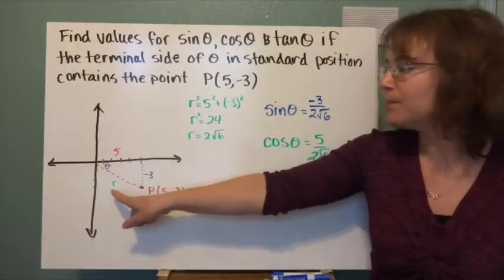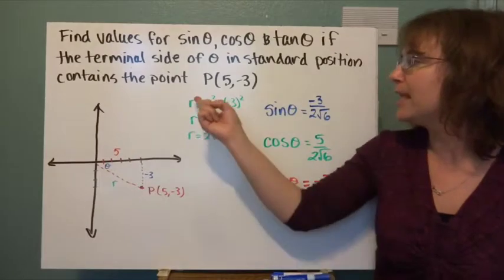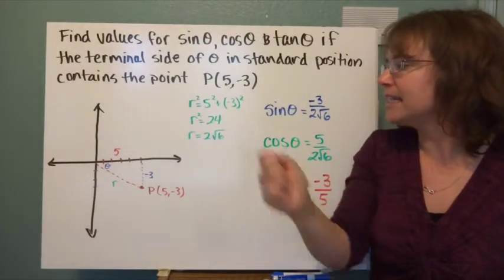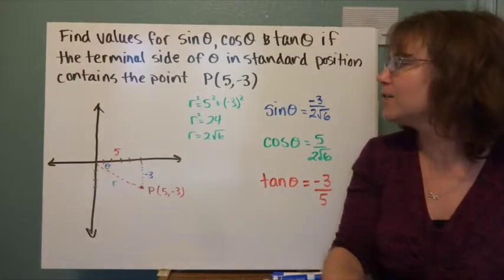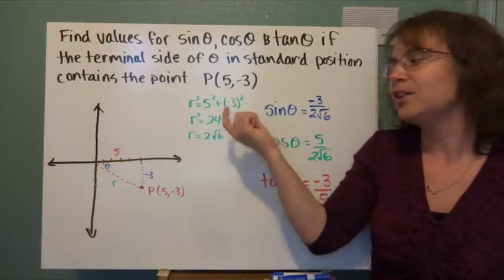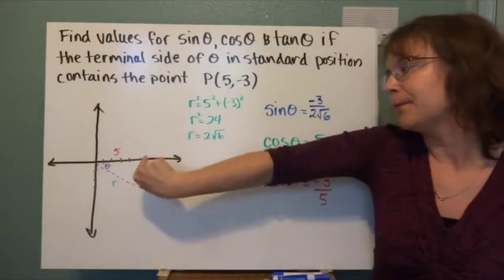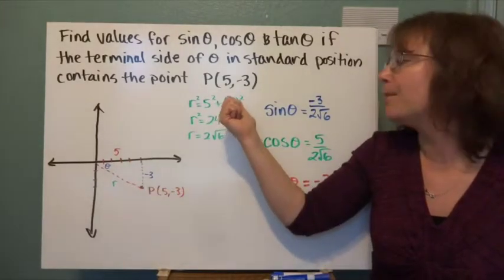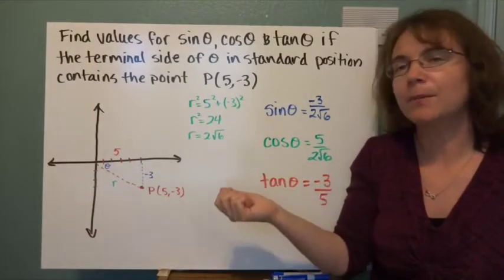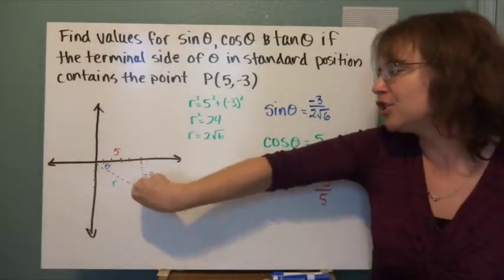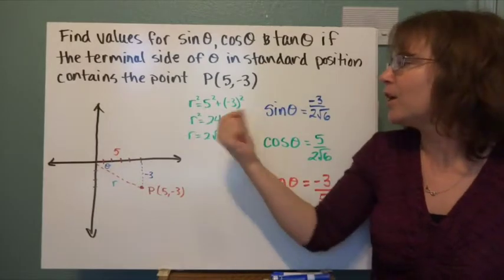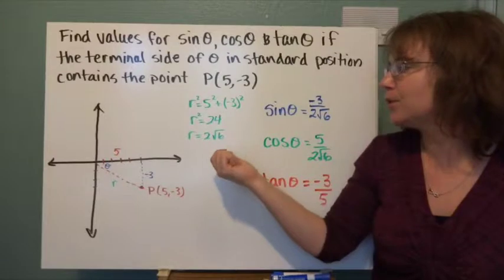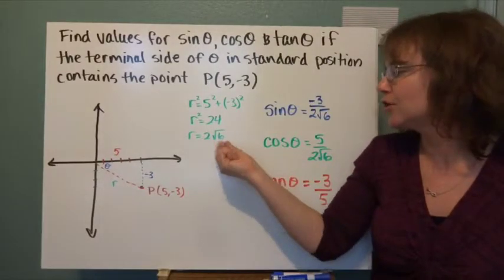Remember, our r is always positive because it's our radius. We can calculate our r by using the Pythagorean theorem. So r squared is equal to 5 squared plus (-3) squared, which, as a distance, is really positive. So when we're calculating our distance, we can really use a positive 3 here. It's not going to matter because we square it, but in the position, it's a negative. So r squared is 24, and then I can find r is equal to 2 radical 6, just reducing that a little bit.